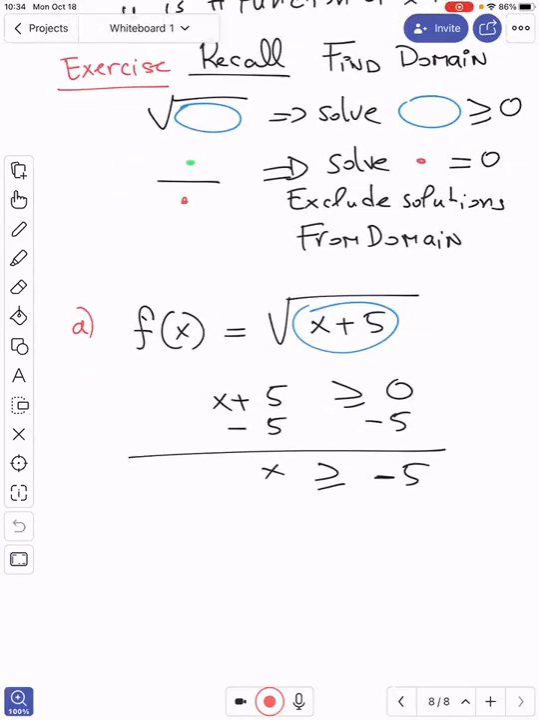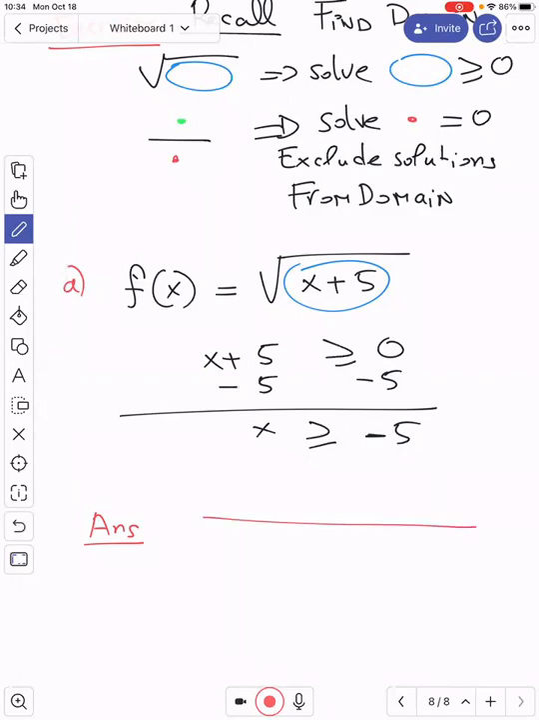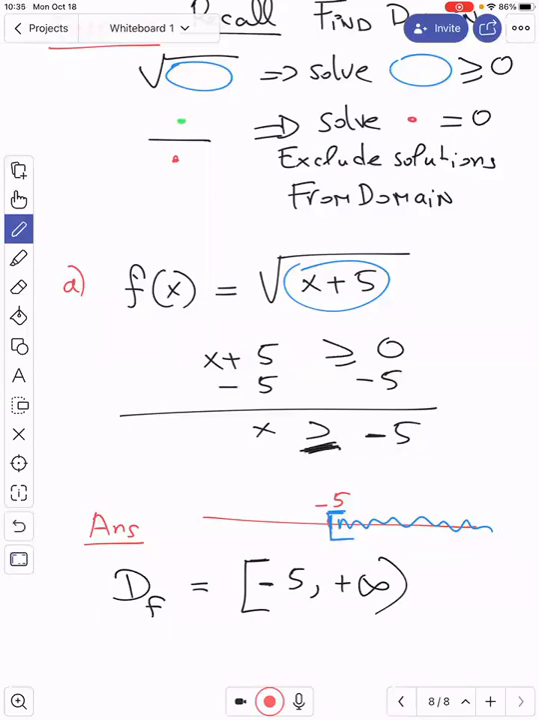In your final answer, don't forget to use interval notation. You can use a number line to make sure that you have the correct answer, but your final answer should be in interval notation. On this number line, you have -5, and x is larger or equal to -5. So the domain of f will be from -5 to positive infinity. -5, of course, is included, because x can be equal to -5.